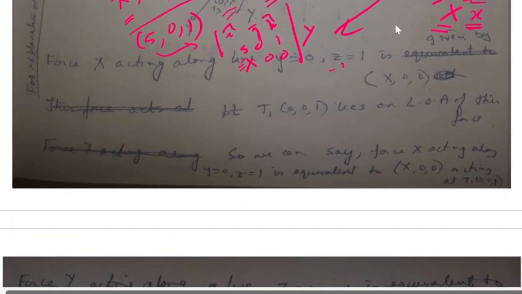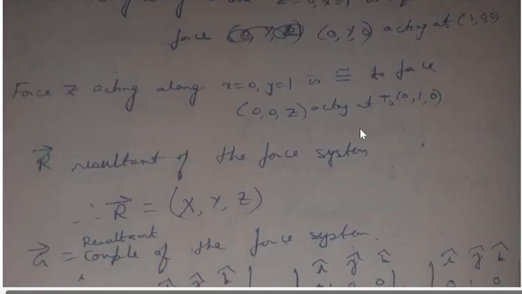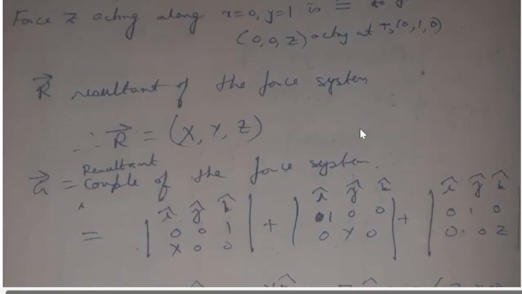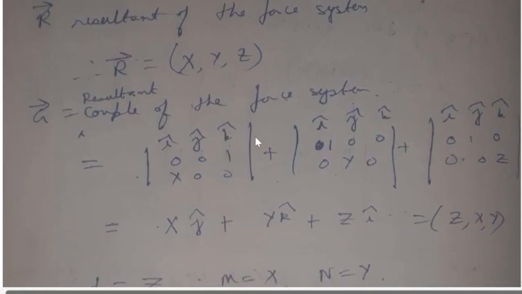Now the same logic we followed for the previous sum, we are doing here also. We have plotted the x axis, y axis, z axis for the explanation, and then you need to find the resultant force X, Y, Z, and the resultant couple of the force system, which is nothing but the summing of the moments of each of the forces.